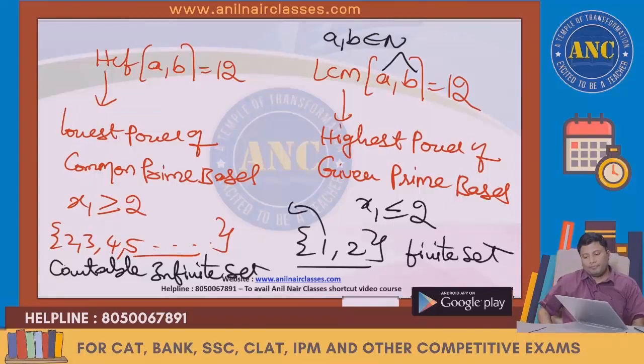But here in LCM, x is less than or equivalent to 2. From 2 I am coming down. Anyway, natural numbers start with 1, so I know the lowest value. But in HCF, unless and until the highest value is known, we cannot determine. I hope you understood the difference between these two.